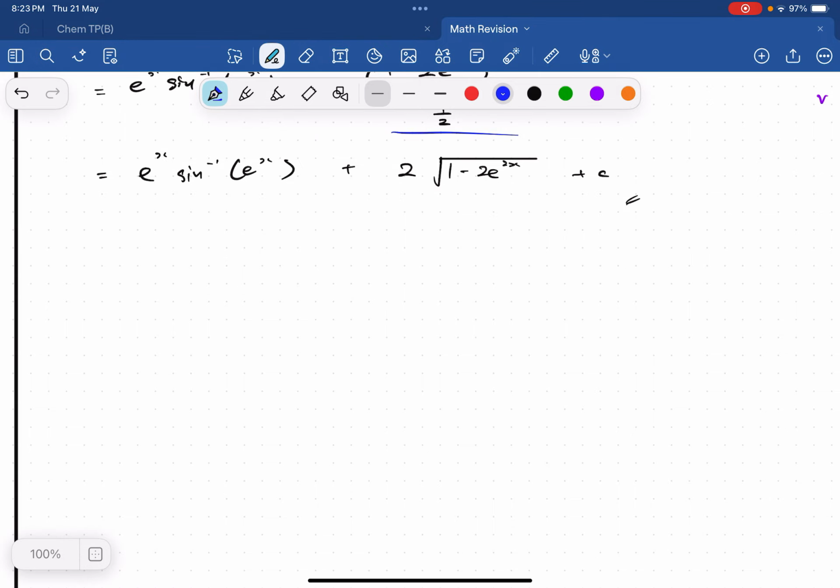Let us also use this opportunity to revise a bit of our trigonometry. Okay, so our integral that I'm about to show you is as follows.